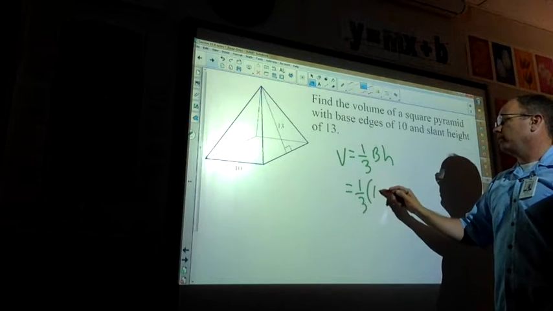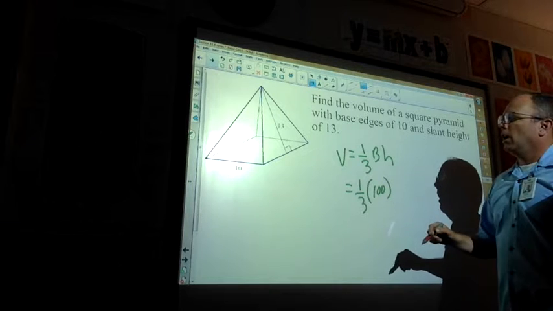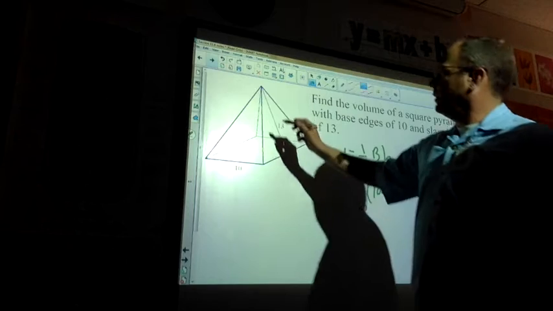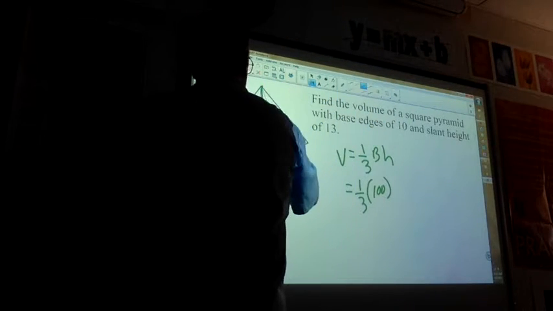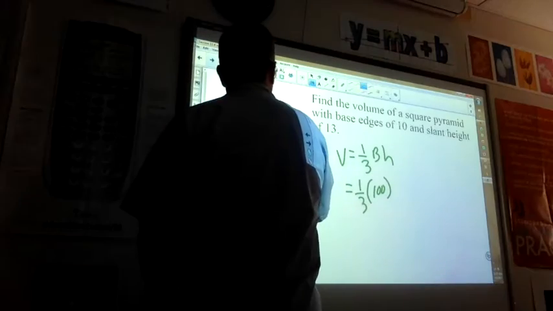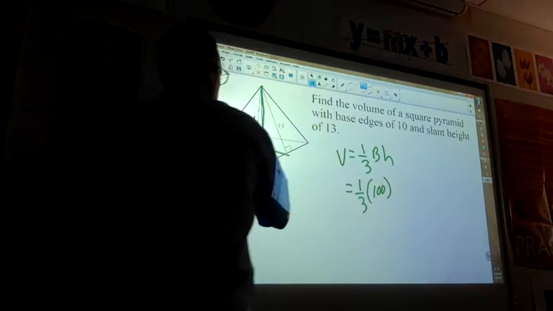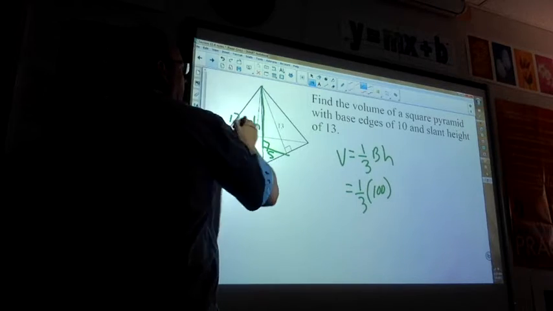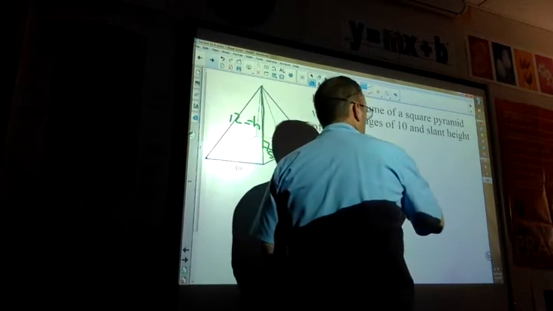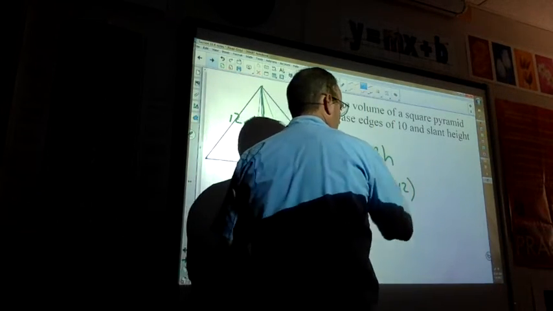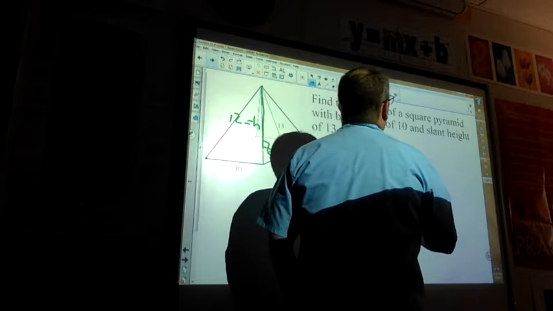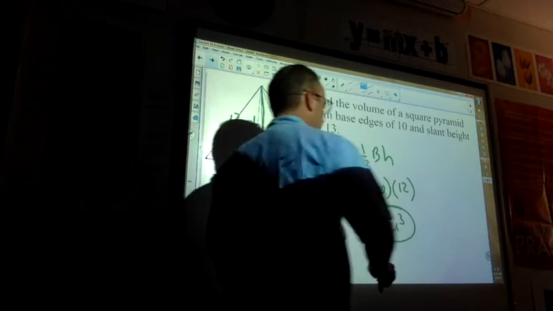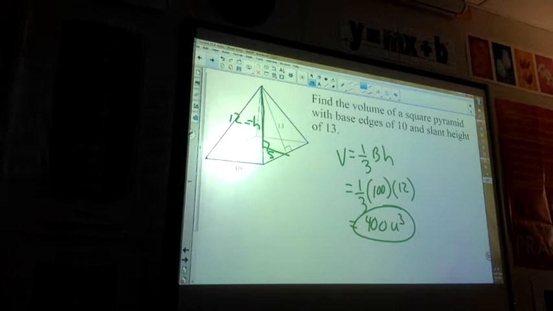You've got to find the height. Which height do I know? It's 12. In this case, let's figure out how we can figure it. Bring that down. There we go. So that's my height. That's my apothem, which has to be 5. So that's the old 5, 12, 13, yes? Yep. Oh, sweet. So it's 400 cubic units. Sweet. Done.